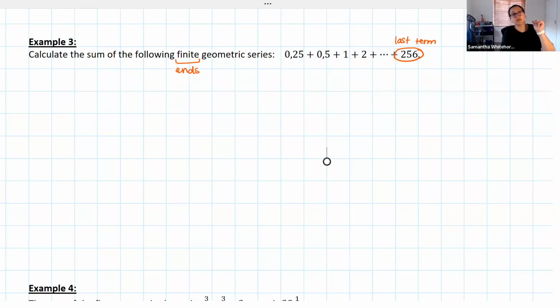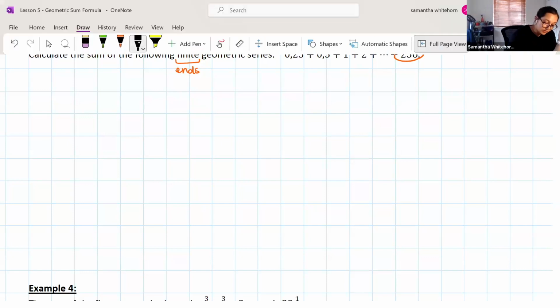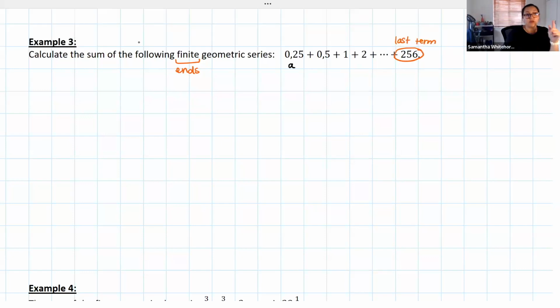So we know that the series ends. That's the first thing. The second thing that I do know is my A value, because I know what the first term is. The problem is I don't know yet what R is. That's an easy fix.